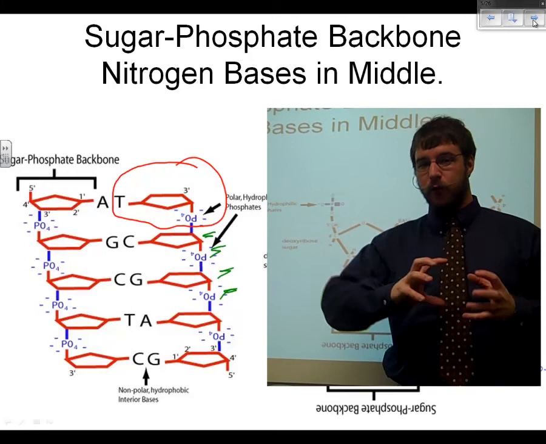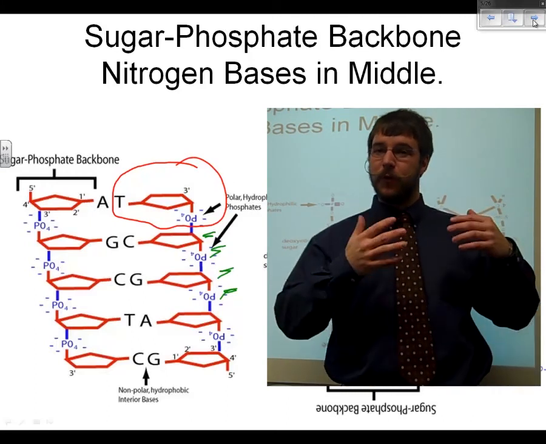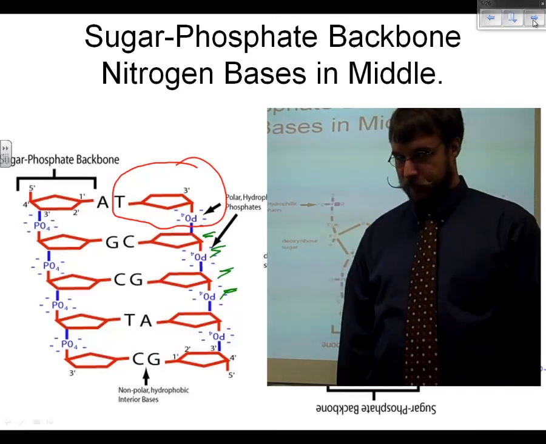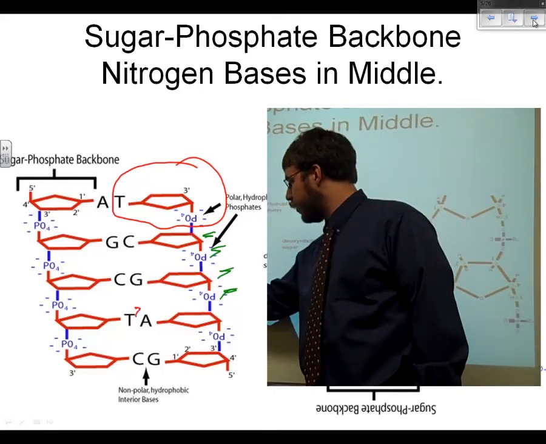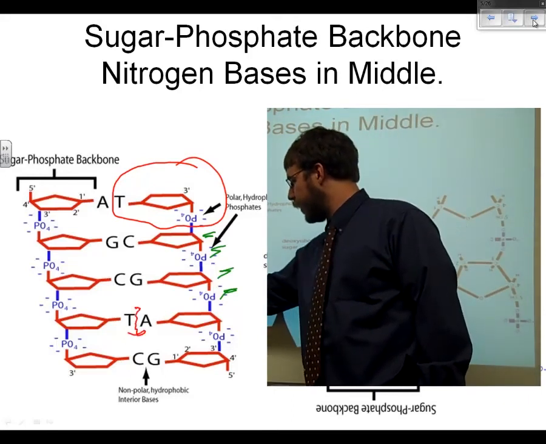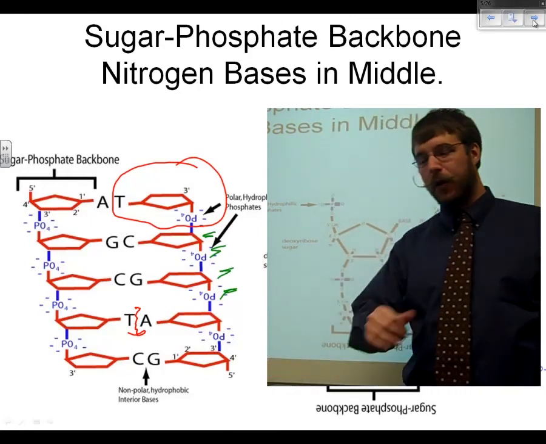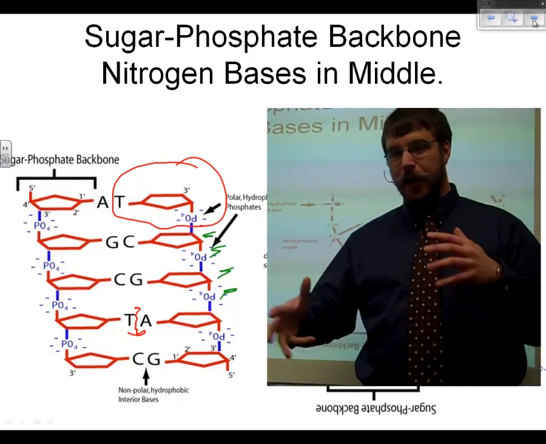The way the molecules are shaped, they can only bond with that specific base. How do they bond? In the middle, they make very weak little hydrogen bonds that connect the two together. Remember, that's not really a bond, just some weird interaction.